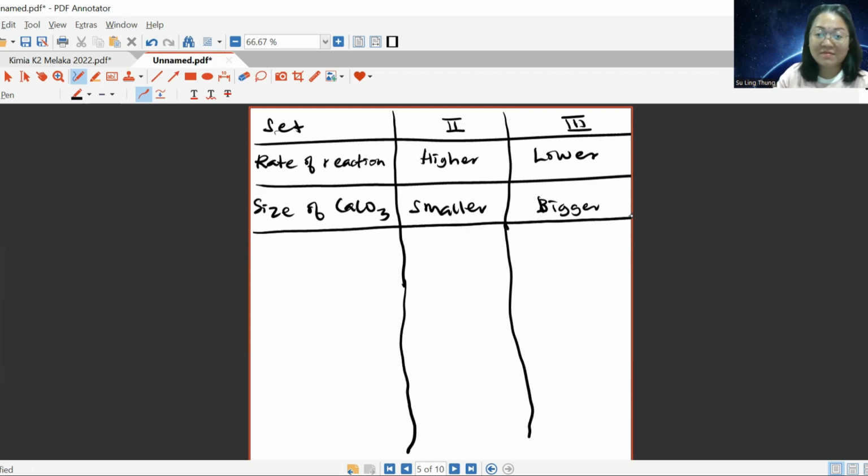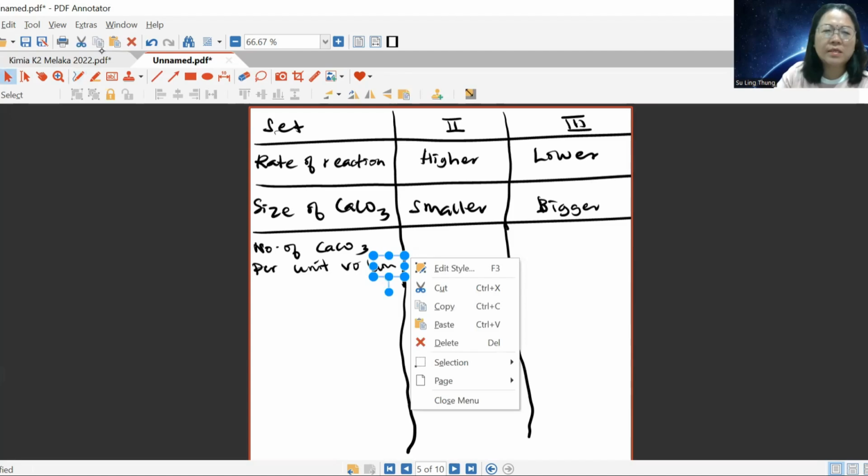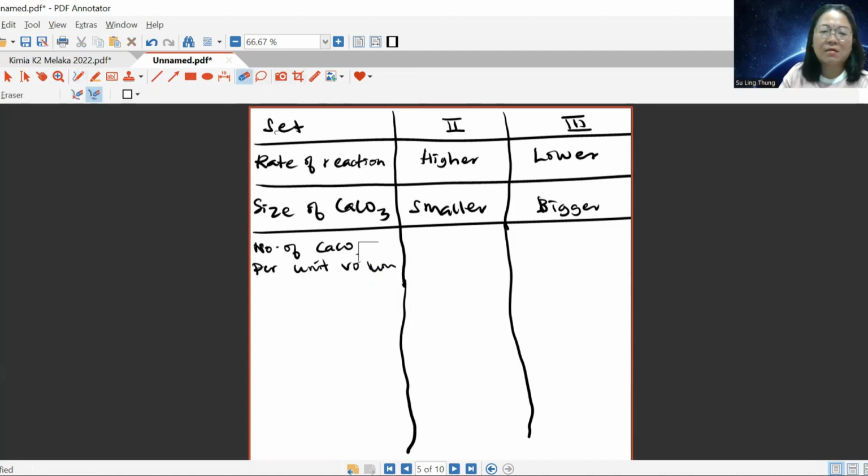So as a result, you don't have to use the total surface area anymore, because the total surface area is actually explaining back the size of CaCO3. So you can actually say the number of CaCO3 per unit volume, or actually to be more on the safe side, okay, we can use total surface area also, no harm. Sometimes we also don't feel secure, right? Even I also don't feel secure actually. So we just put in total surface area just in case.